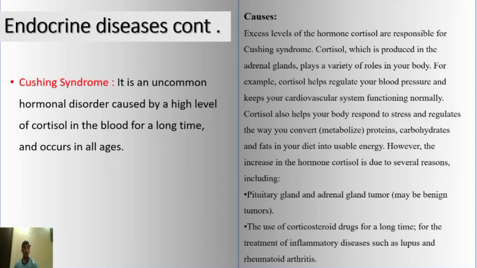Endocrine disease. Continue. Cushing syndrome is an uncommon hormonal disorder caused by a high level of cortisol in the blood for a long time and occurs in all ages. Causes: excess levels of the hormone cortisol are responsible for Cushing syndrome. Cortisol, which is produced in the adrenal gland, plays a variety of roles in your body.